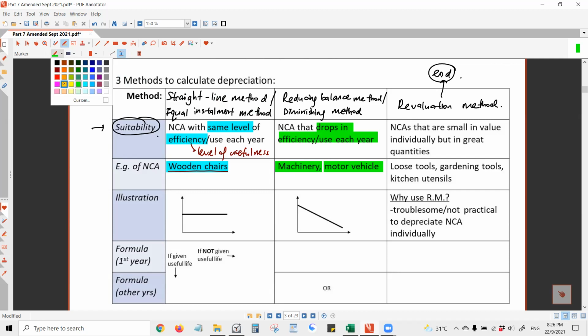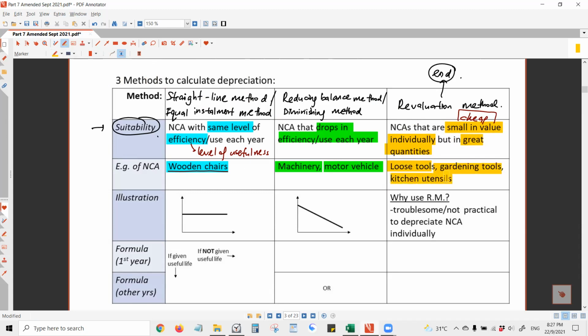revaluation method is meant for NCA that are cheap in value individually. Small in value means cheap. And this kind of NCA are also great in quantities. So what are the types of NCA that are cheap individually and great in quantities? Here are some examples. Loose tools, gardening tools, and kitchen utensils.